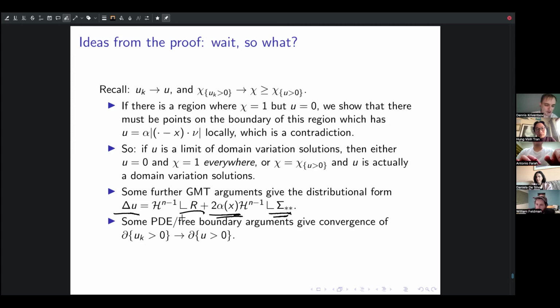Viscosity solutions have a great estimate, right? They tell you that the gradient of your solution is bounded by 1 along the free boundary, and so by Bernstein, it's bounded globally. So it gives you compactness, and this gives you some characterization of the free boundary. So I think that's a great class of solutions to look at: viscosity solutions plus domain variation solutions.